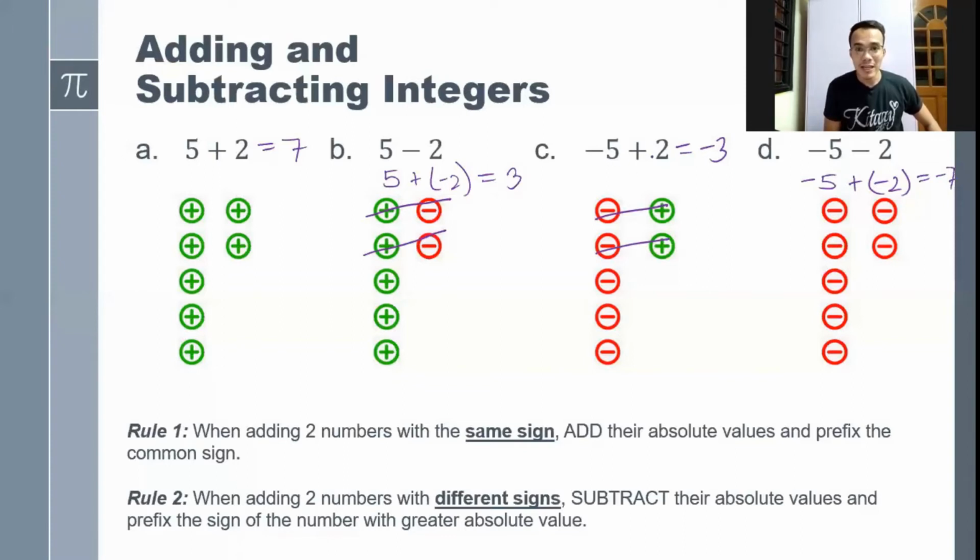Letter C, negative 5 and positive 2 have different signs, so we have to subtract their absolute values. The absolute value of negative 5 is 5. The absolute value of 2 is 2. What's the difference of 5 and 2? It's 3. And you take the sign of the bigger number. When I say bigger number, I mean the number with greater absolute value. In this case, it's negative. So the answer here is negative.